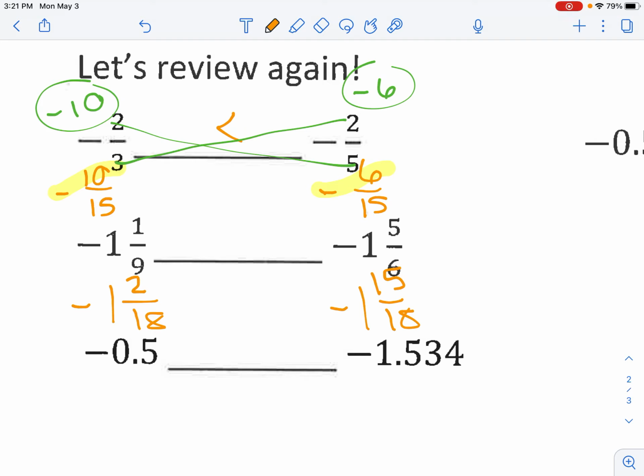Since both of our numbers start with negative 1, all you're looking at is the negative 2 and the negative 15. So negative 2 is greater than negative 15.